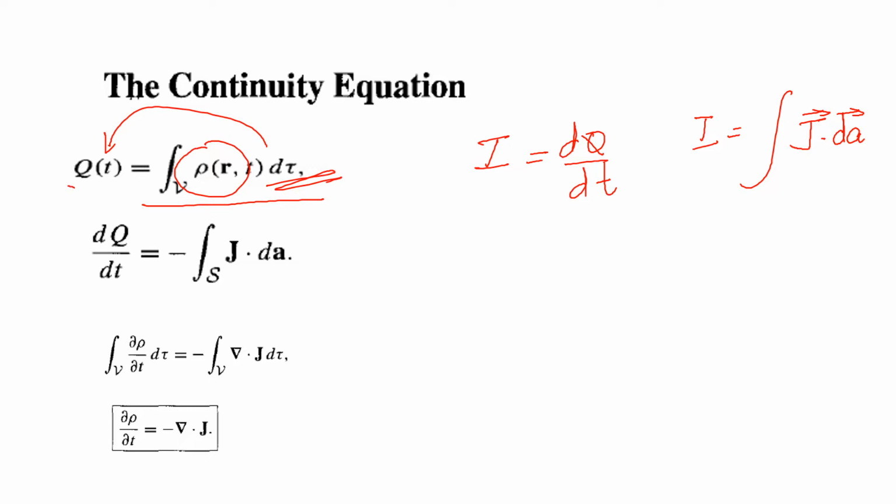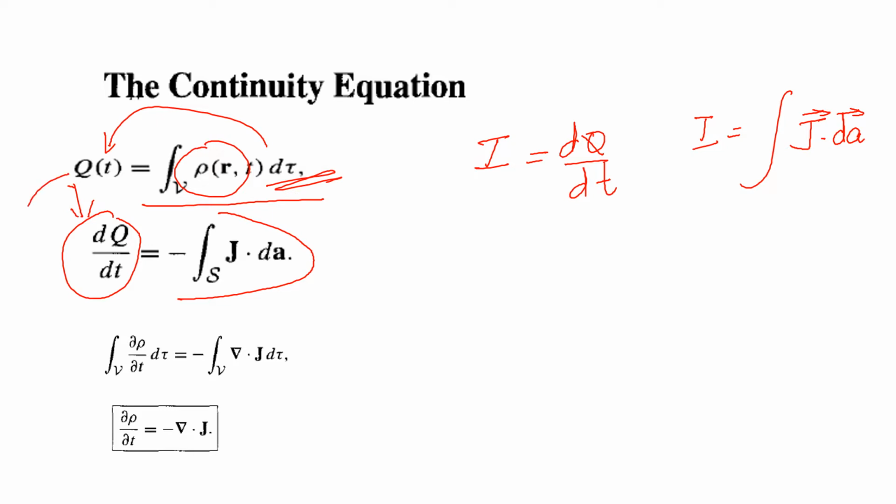So we can substitute that here. dq over dt, that is current, is equal to the integral over the surface of J dot dA with a negative sign. The negative sign shows that the current is flowing out through the boundary. Now we can plug in the value of q from the first equation, that is rho d tau. So we can write dq over dt as the integral over the volume of dou rho by dou t times d tau.